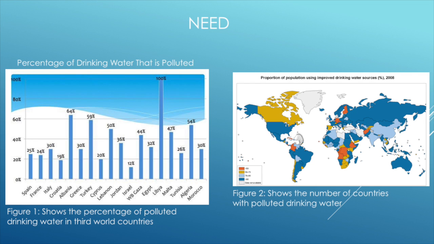As seen in Figure 1, in 2010, 17 developed countries have at least 10% of polluted drinking water. This includes some of the world's largest powers such as Spain, France, and Italy. Figure 2 shows the recent improvement of drinking water in various countries. Due to the lack of resources in Africa and the Middle East, many of these third world countries have not had any improvement.